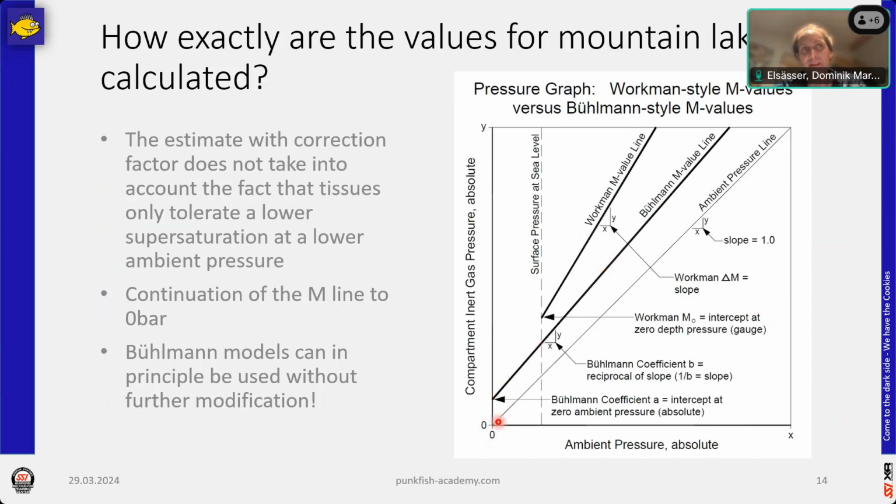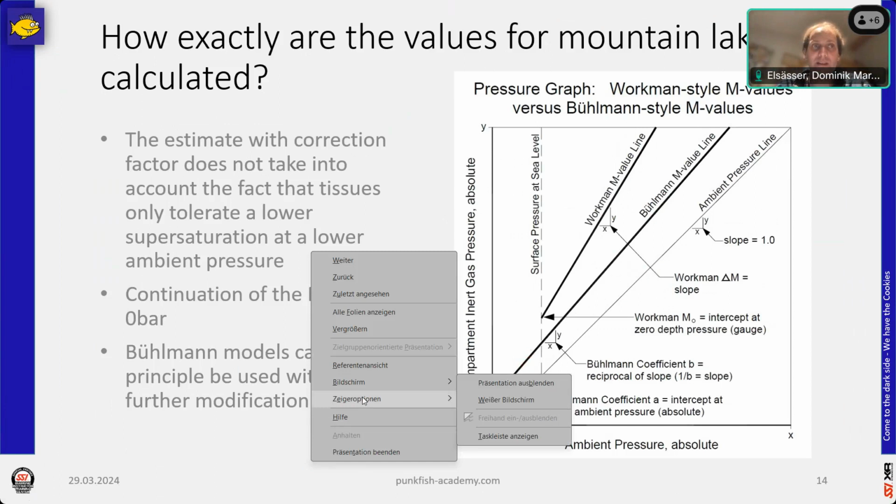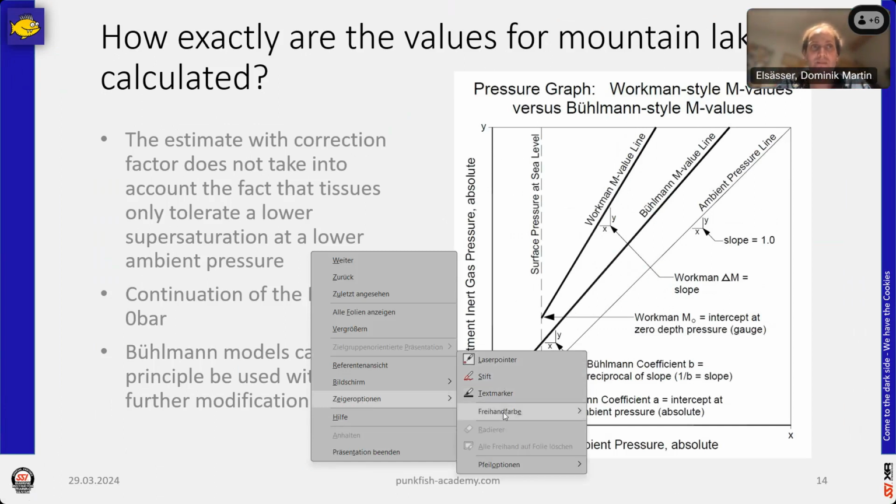Now, does that mean this Bühlmann model will work at the top of Mount Everest? I doubt it. Probably not. It's an extrapolation that's not tested. But at least up to altitudes of maybe 3,500 meters, which covers the vast majority of any altitude diving we will ever do, we can really trust that this type of model tolerates this extrapolation and will carry us safely to higher altitudes. It's not going into completely untested terrain, and it's not wild guessing.